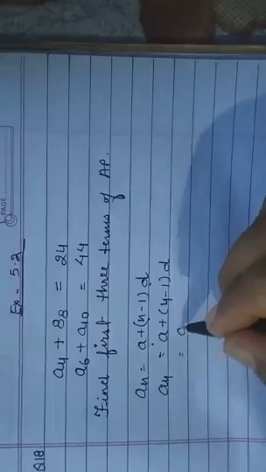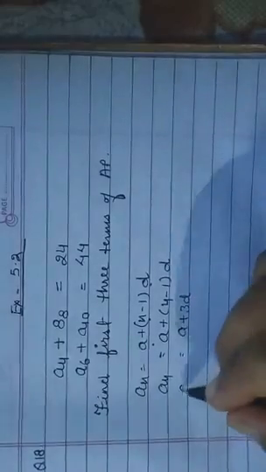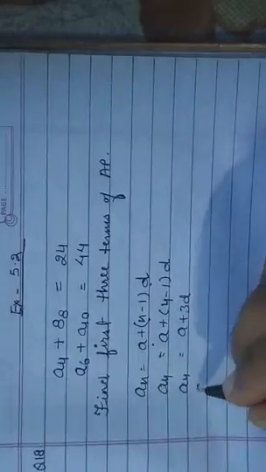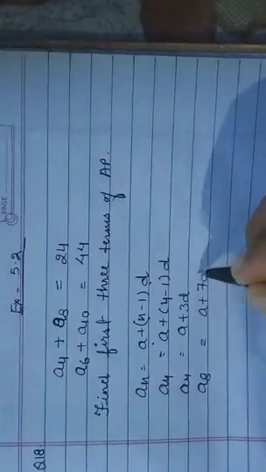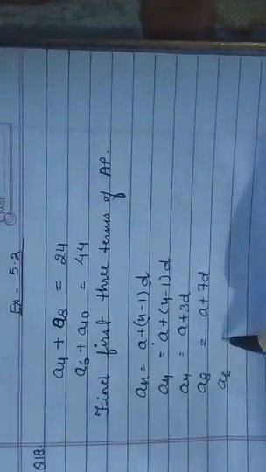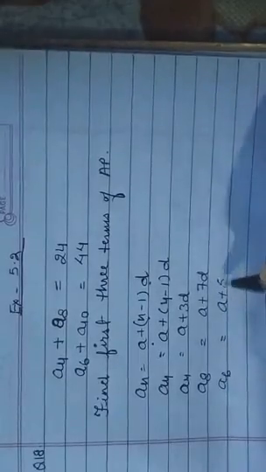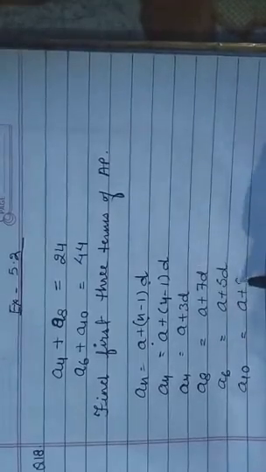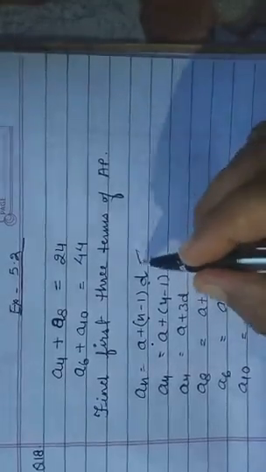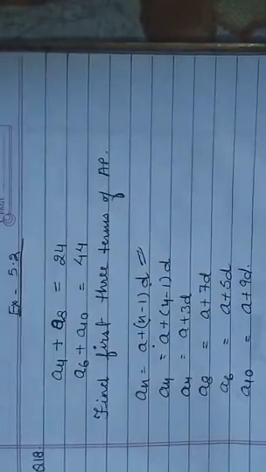This means it will become A plus 3D. Means A4 we can write as A plus 3D. Same way A8 we can write as A plus 7D. A6 can be written as A plus 5D. And A10 can be written as A plus 9D. You can find these values by substituting the value in this general formula.